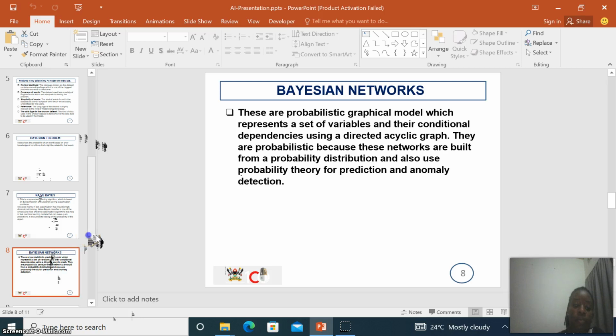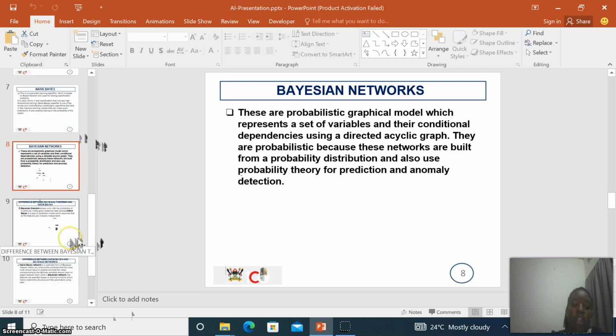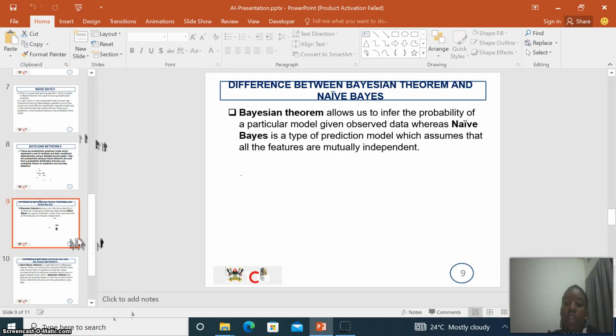And for the difference between Bayesian theorem and naive Bayes. Bayesian theorem allows us to infer the probability of a particular model given observed data, whereas naive Bayes, it's a type of prediction model which assumes that all features are mutually independent.